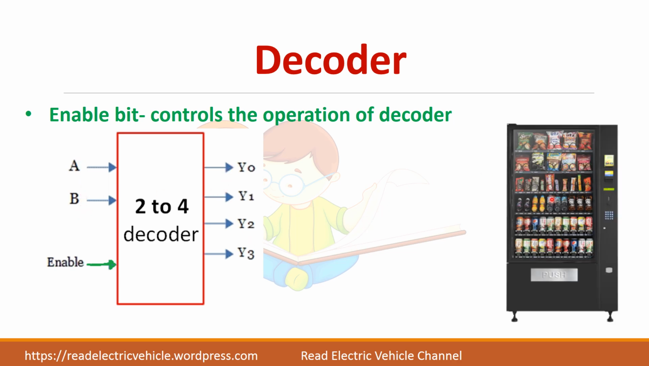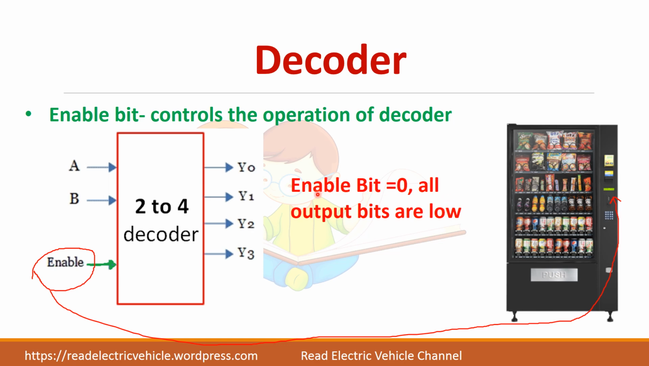For example, you take this vending machine. I am entering some value here, no bottle will come. What do I have to do? I have to give the money. So once you put the money, the enable bit will be activated and some bottle will come out. So it is similar to this vending machine. Only if the enable bit is made high, conversion will take place. So if the enable bit is 0, all outputs will be low. If the enable bit is high, any one of the outputs will be high.